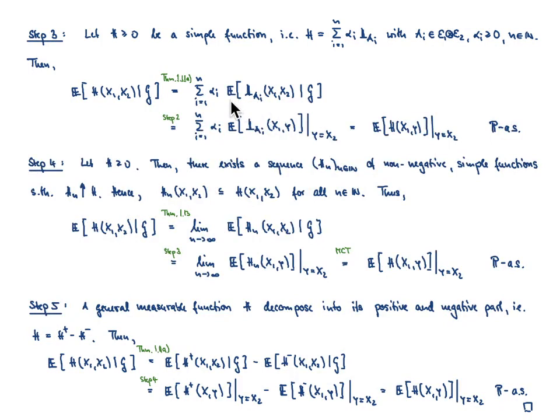So we have seen that that thing equals the expectation of the indicator function of A i of x1, comma y, where y is chosen to be x2 of omega. And now I simply use the linearity of the expectation to bring the alpha i and that finite sum inside that expectation. In that way, I obtain the statement I would like to prove. The next step is to consider a general non-negative measurable function H. And remember, we assumed that H of x1, comma x2 is in L1. So we also know that that random variable, when we plug in x1 and x2, is integrable.